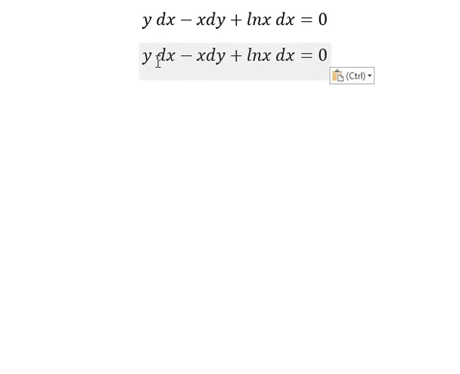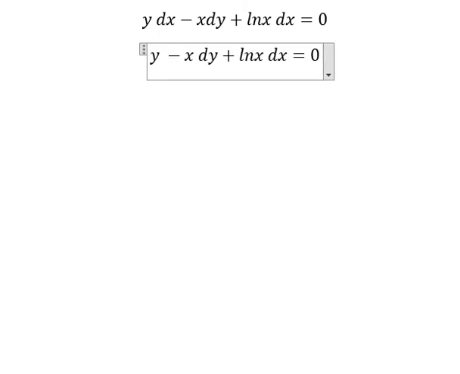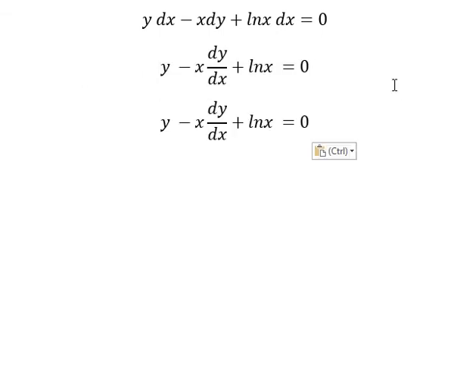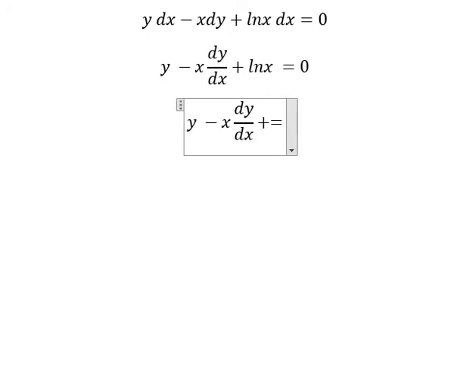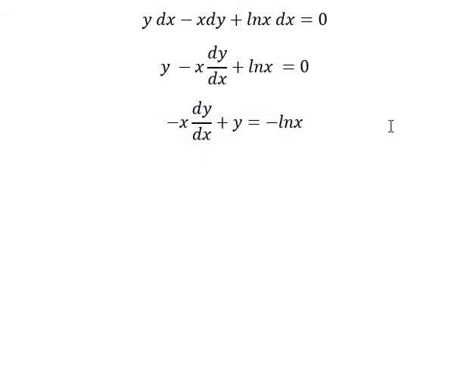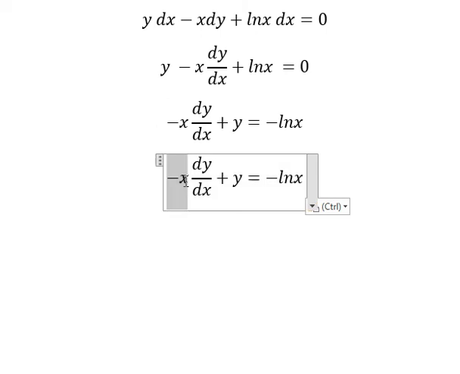First, we need to divide by dx. Next, I need to put this one to the right. And why we put on the right? Oh sorry, we don't need to put this one in here, just put in here. Next, we need to divide both sides by negative x.